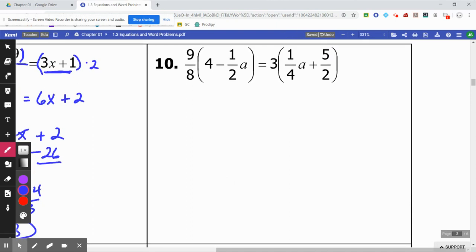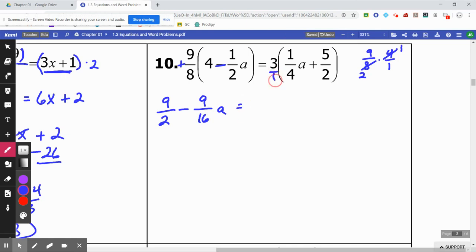Number 10. Looks pretty bad, but not going to be horrible. We're distributing 9/8 times 4. If you need to come over to the side and do 9/8 times 4, it will cross cancel. Mark out 4 and 8, reduce it, gives you 1 and a 2. So you're left with 9 on top and 2 on bottom, so that'd be 9/2. Positive times a negative is a negative. You've got to do 9 over 8 times 1 over 2. Now, nothing's going to cross cancel there anyway, so just multiply the tops and multiply the bottoms, and you get 9/16.